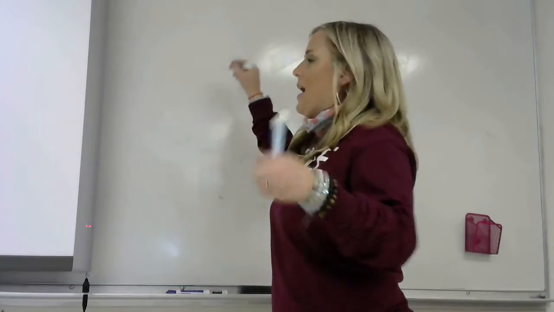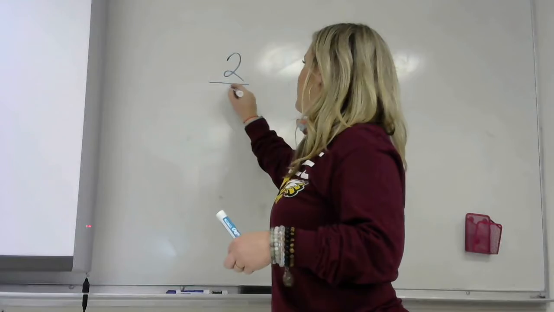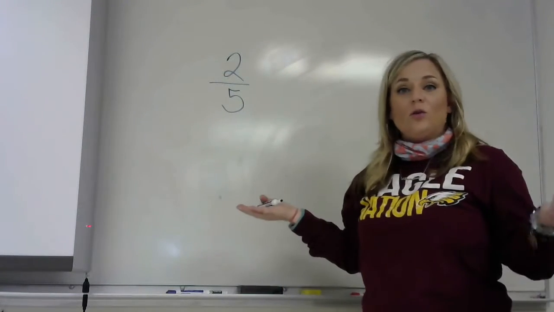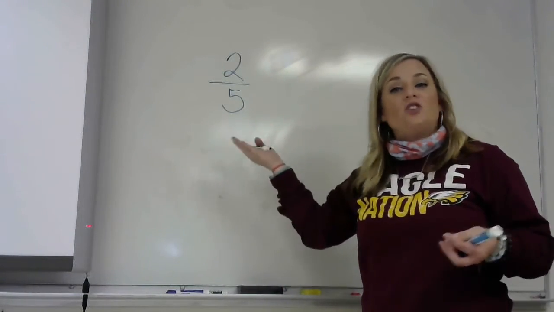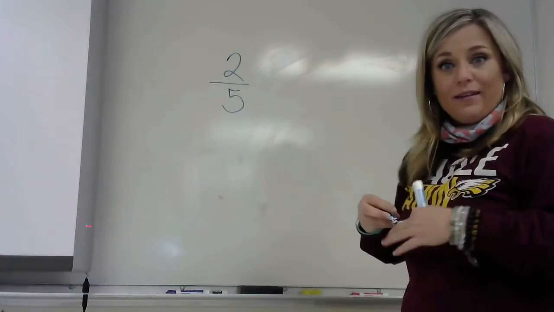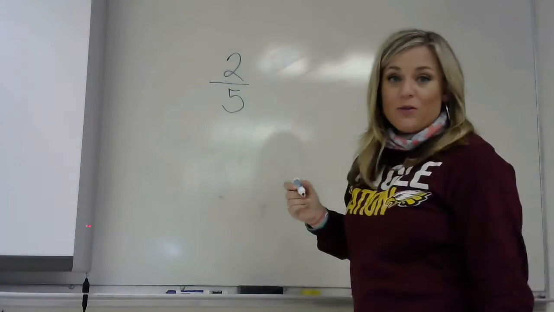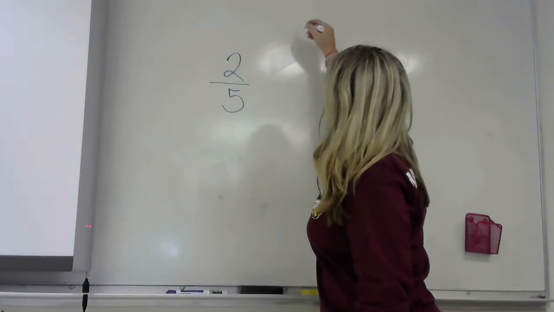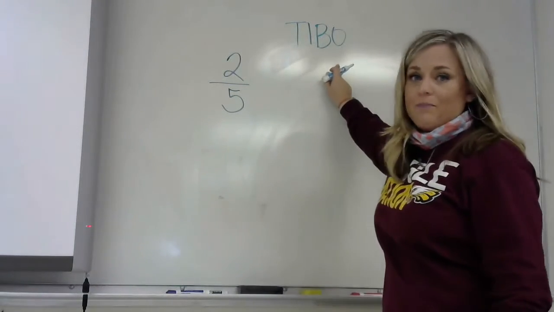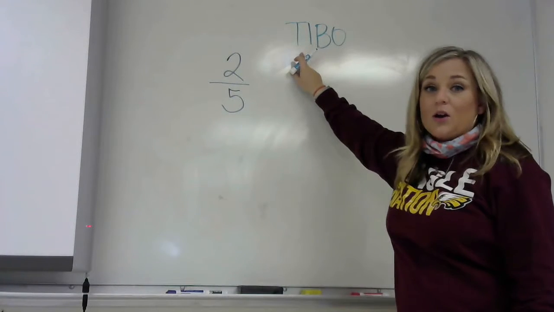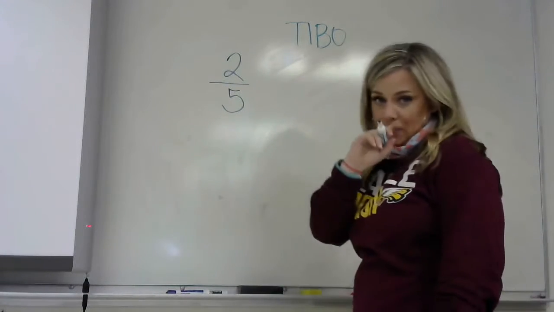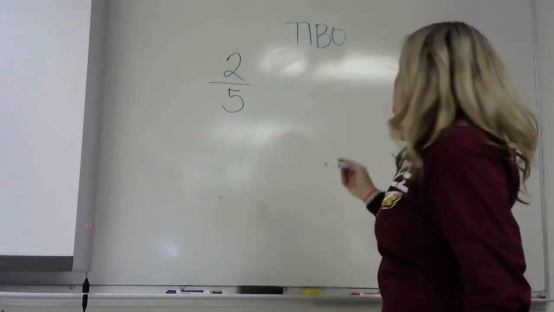So let's say we had 2/5, and we want to turn 2/5 from a fraction to a decimal. I would always say TIBO it. TIBO, not as in Tim Tebow, but as in top in, bottom out. The top number goes in the box, the bottom number goes out. Top in, bottom out. If you want to write that down, you can do that.